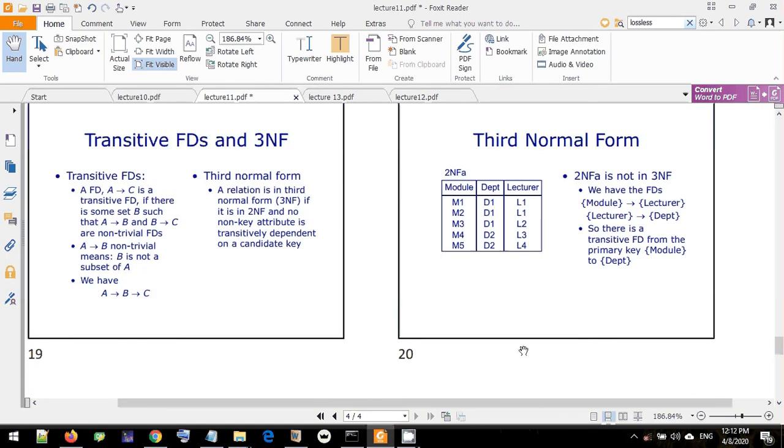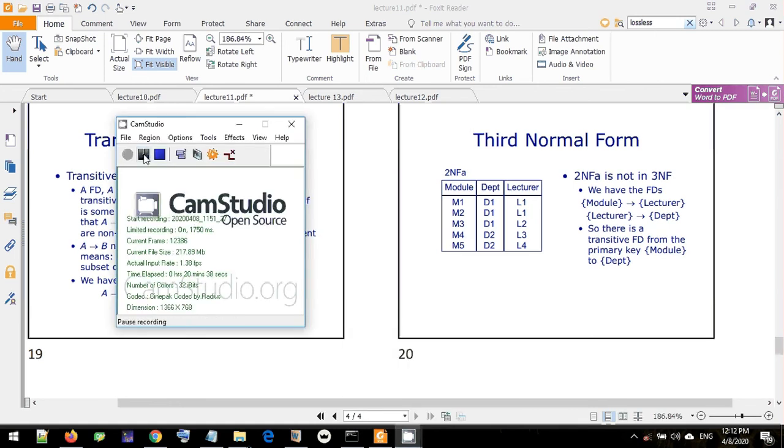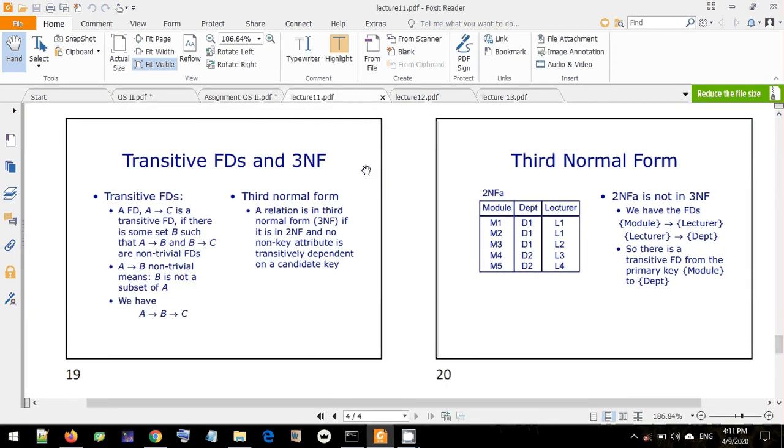Transitive functional dependency and third normal form.